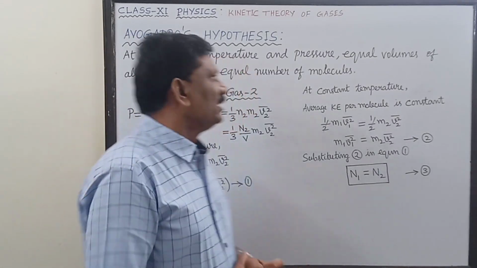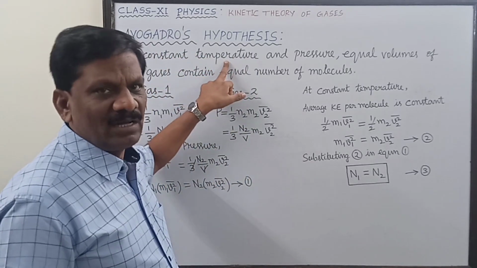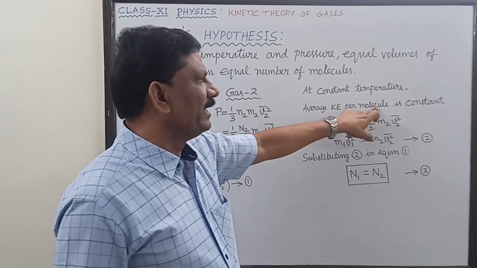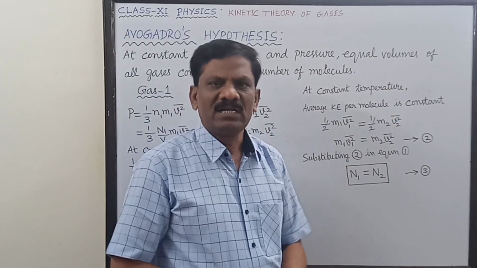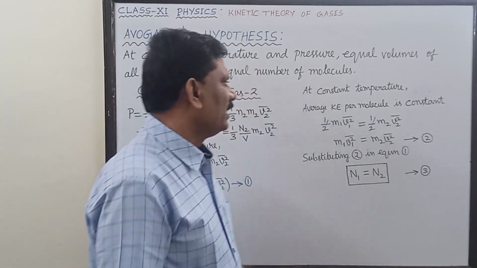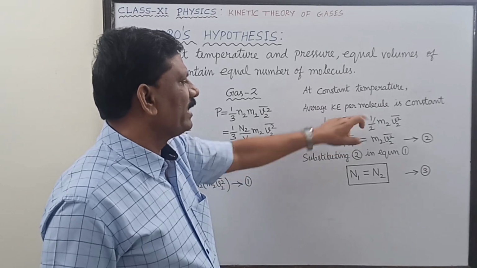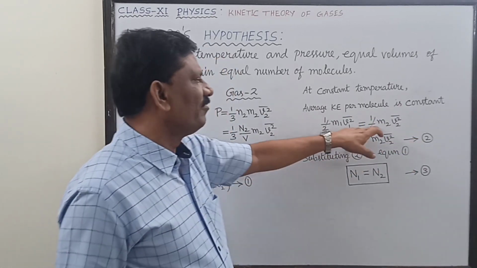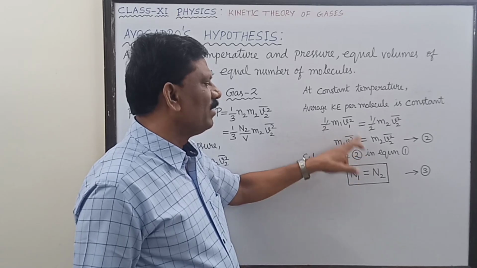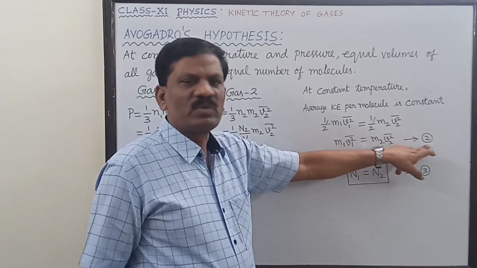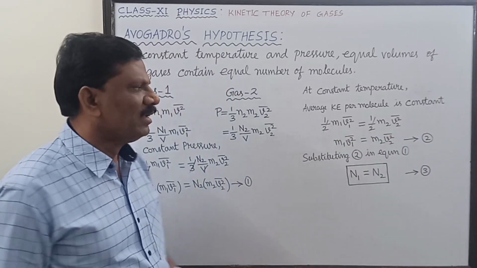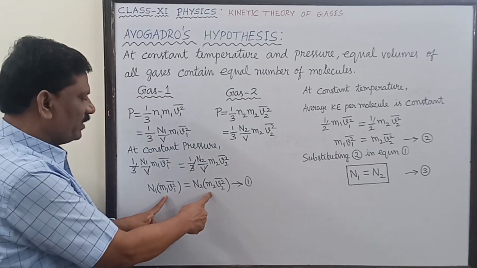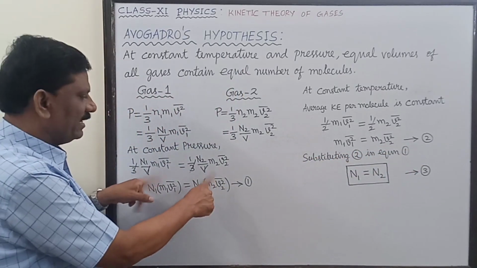Next, temperature also is kept constant. So at constant temperature, the average kinetic energy per molecule must be a constant, isn't it? Therefore, half m1 V1 square average is equal to half m2 V2 square average. Cancelling half on both sides, m1 V1 square bar is equal to m2 V2 square bar. This is equation 2. Now the second equation is substituted in the first equation so that these two terms get cancelled.